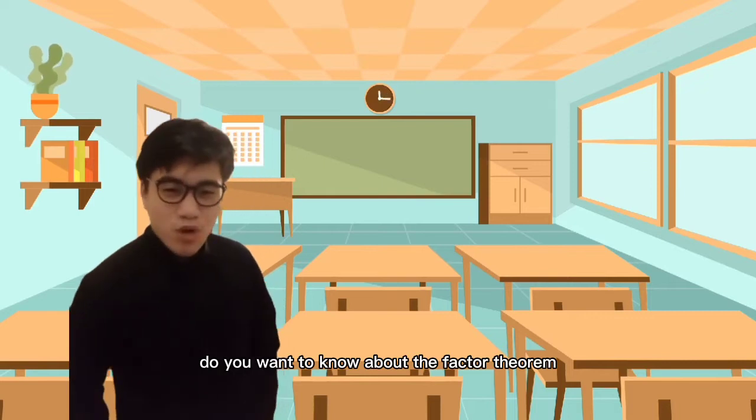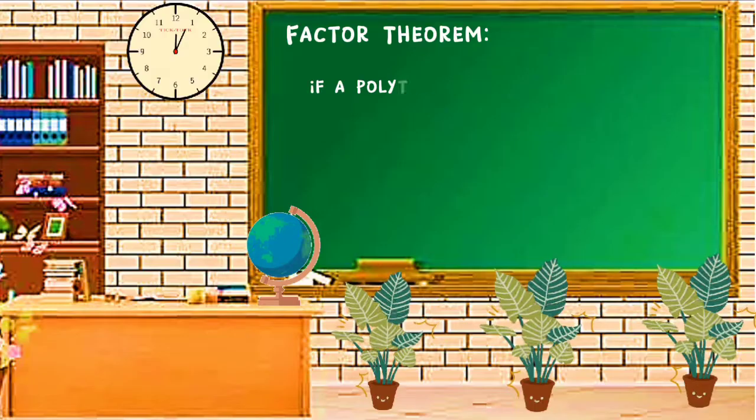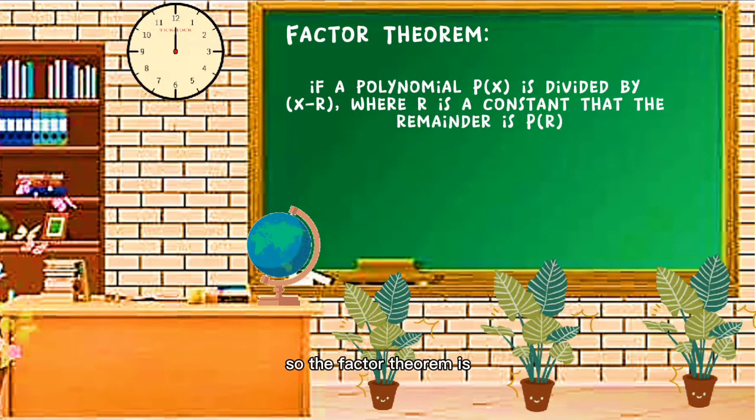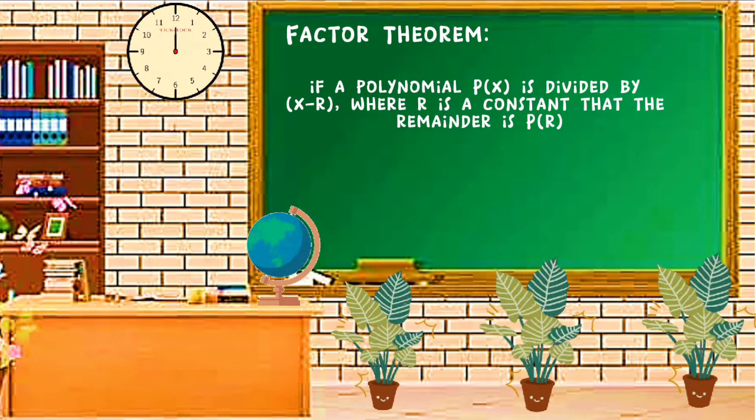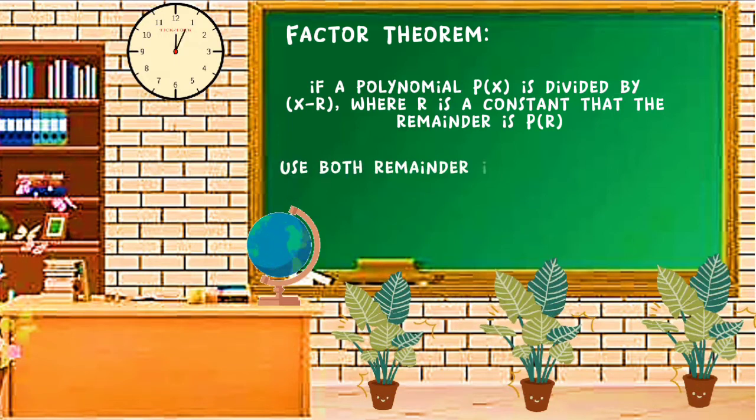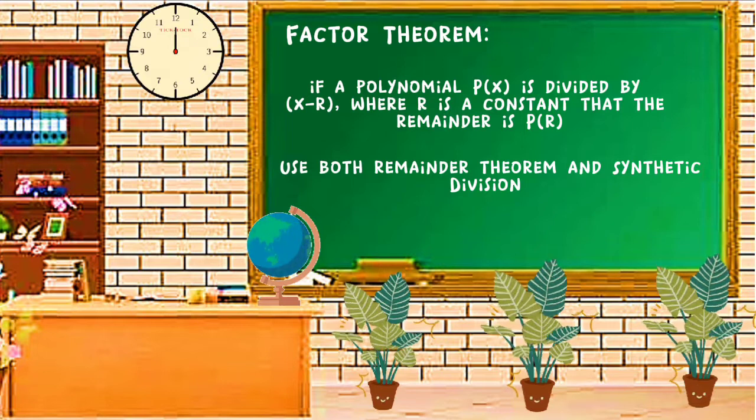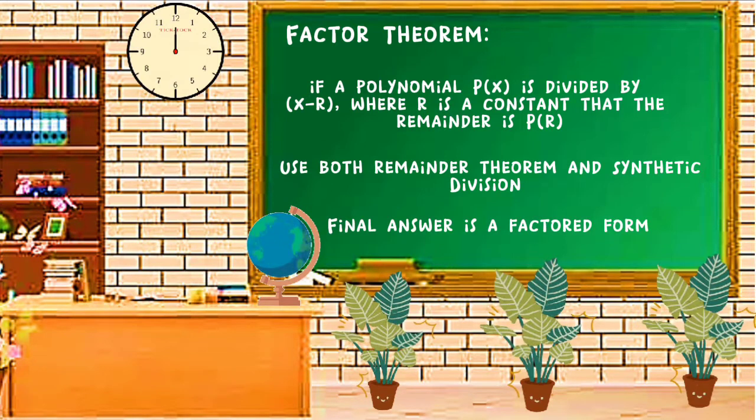Do you want to know about the Factor Theorem? The Factor Theorem is, if a polynomial p of x is divided by x minus r, where r, of course, is a constant, then the remainder is p of r. So in this process, we will be using both the remainder theorem and afterwards the synthetic division. And after the synthetic division, your final answer must be in factored form.